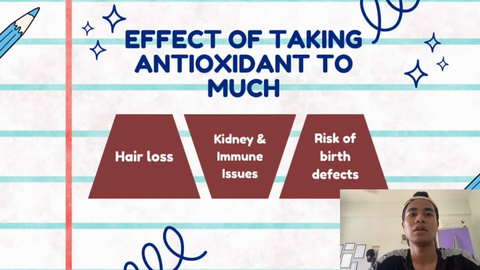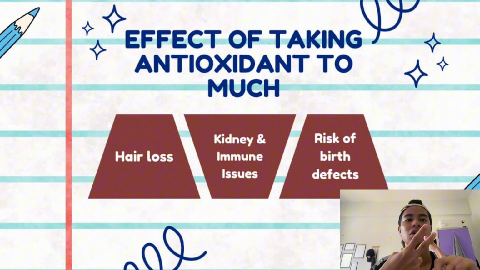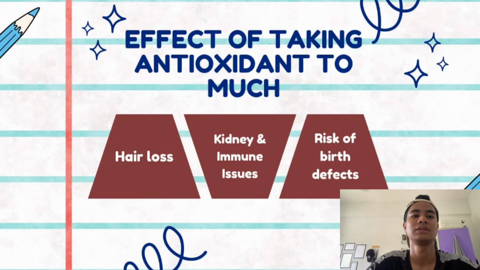And lastly, the effects of taking too much antioxidant. Number 1 is hair loss. Number 2 is kidney and immune issues. And the last one is risk of birth defects because of taking too much antioxidant.